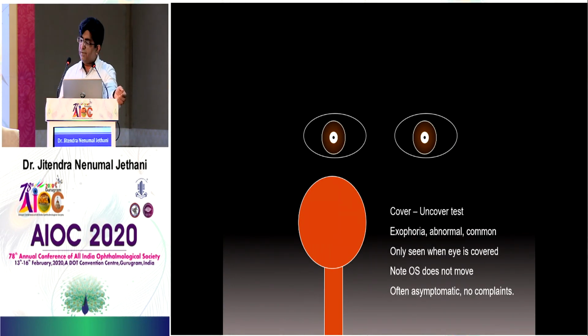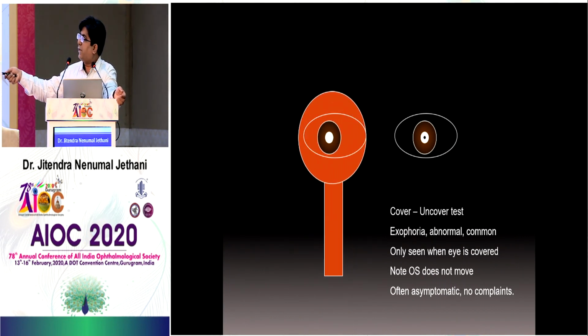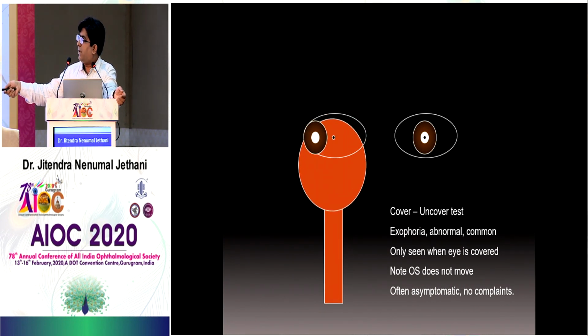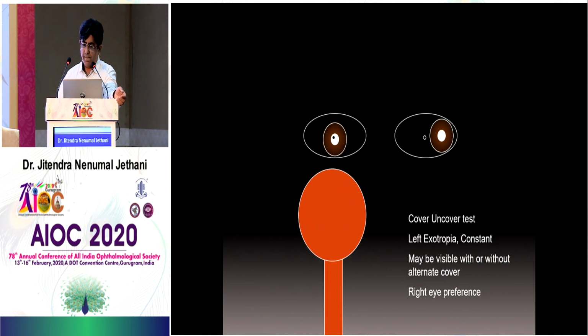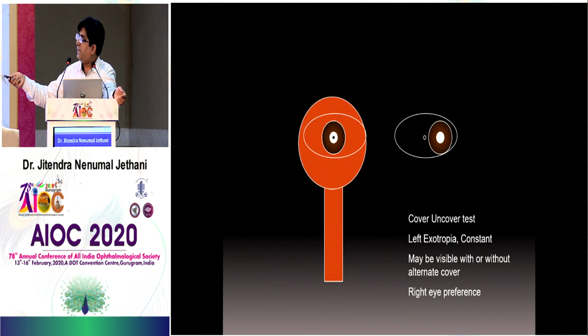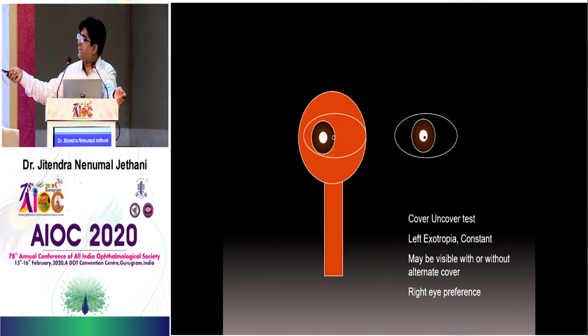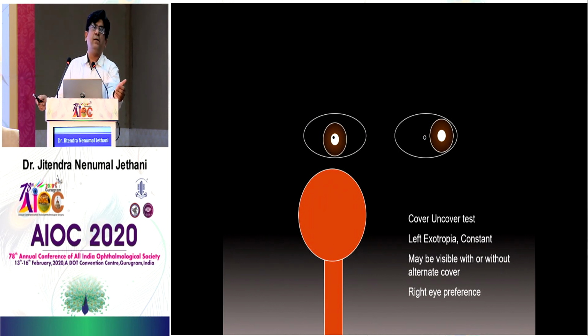So you covered the seemingly fixating eye, and this is basically the cover uncover test. You covered the same one eye, and then you uncovered it. The eye lost its fixation and came back. So here you cover the fixing eye. What happens? This eye takes up the fixation. And then you uncover, this eye goes back. What does it mean? It is left eye exotropia.